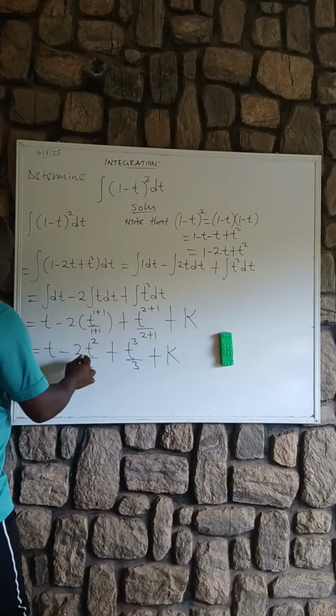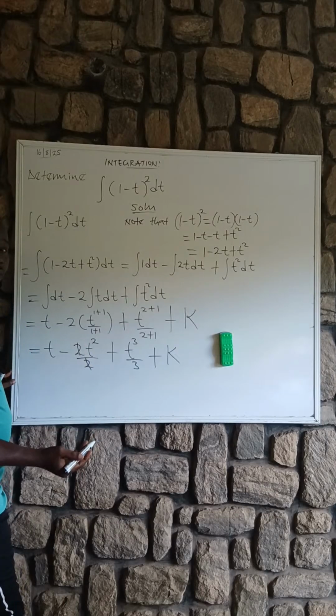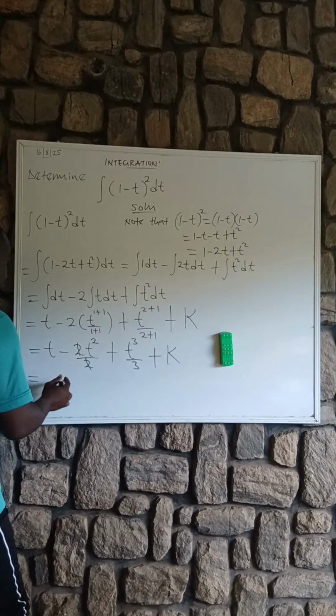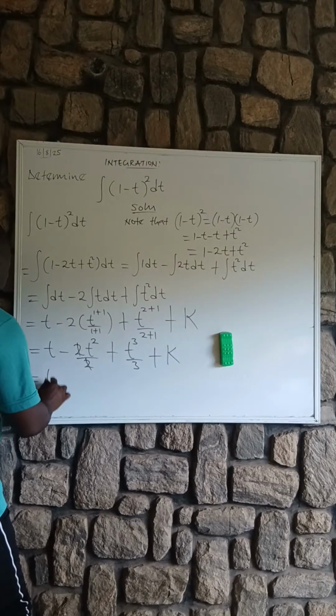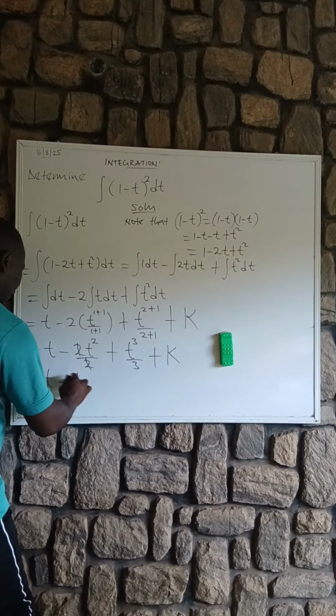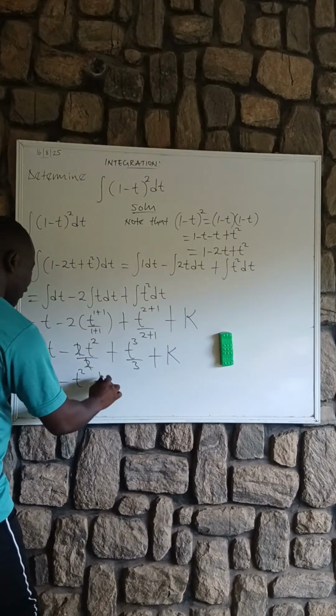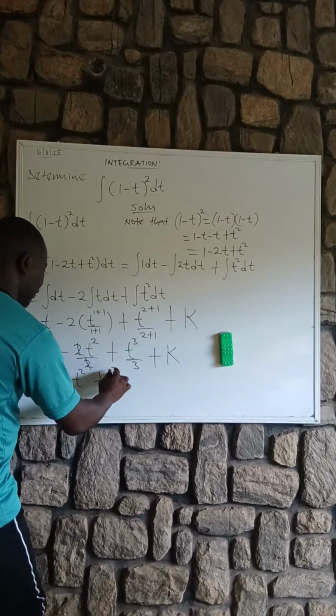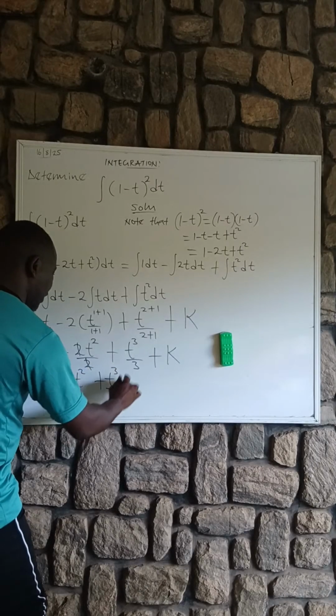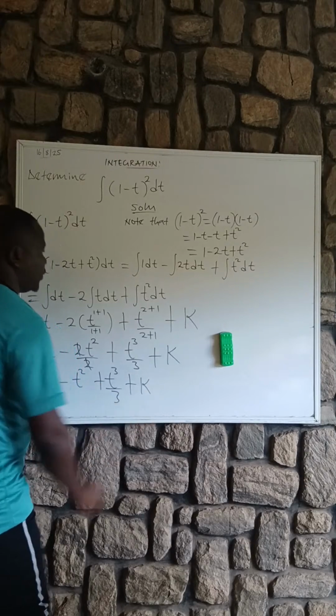So as you can see, with this and this we cancel. True or false? So the final answer will now be t minus t squared plus t raised to the power of 3 all over 3 plus k.